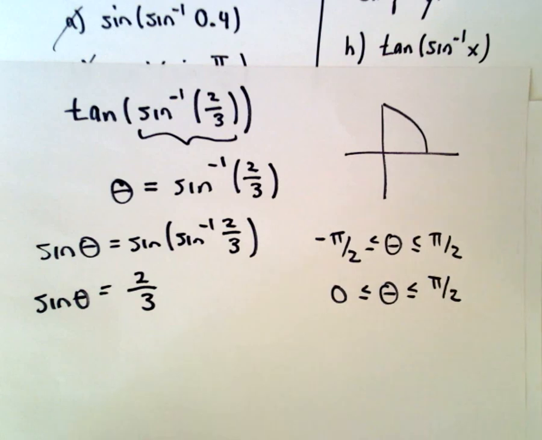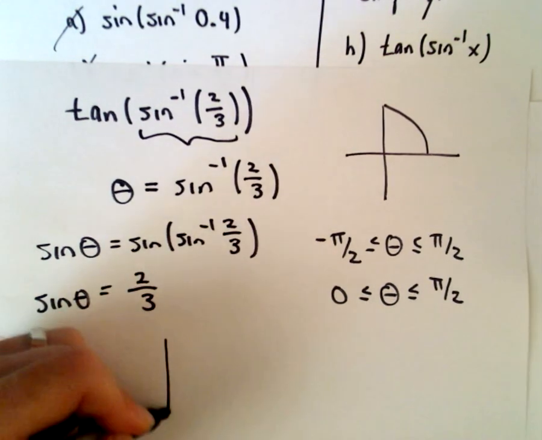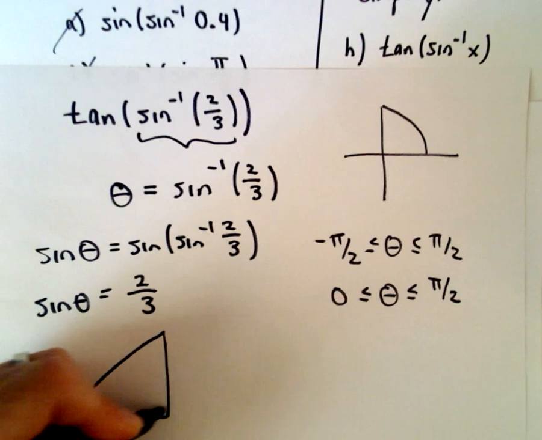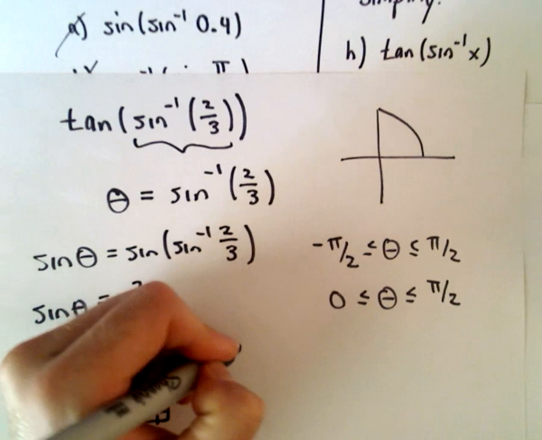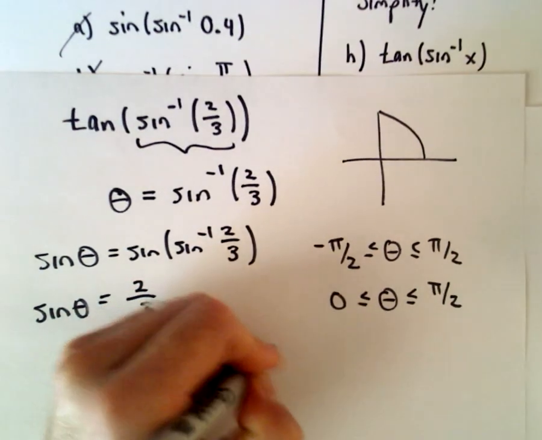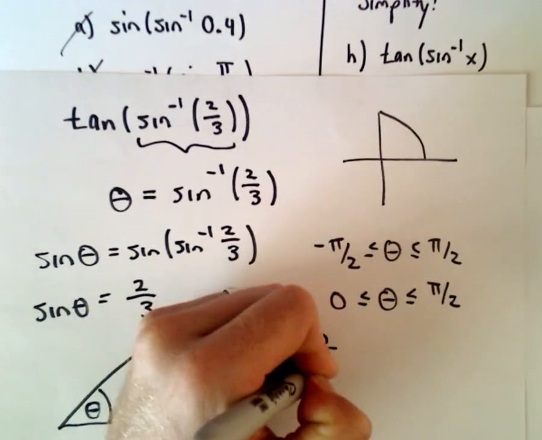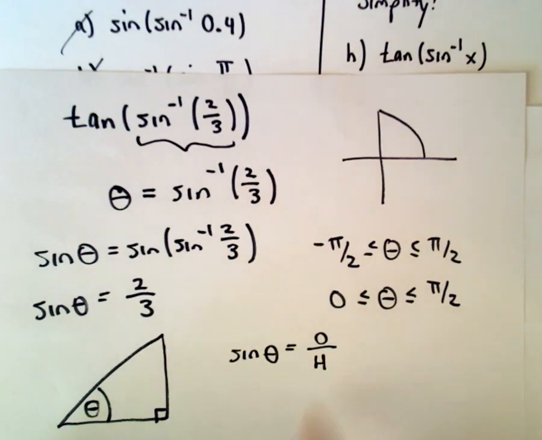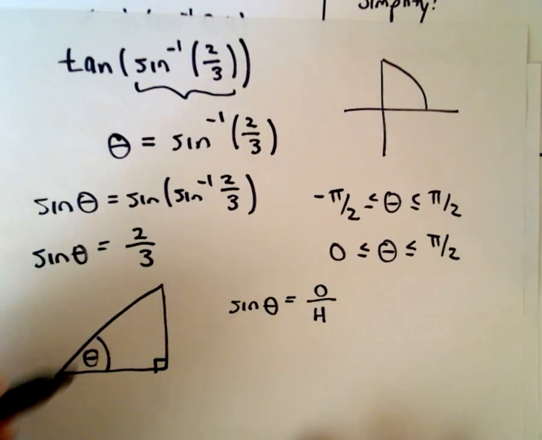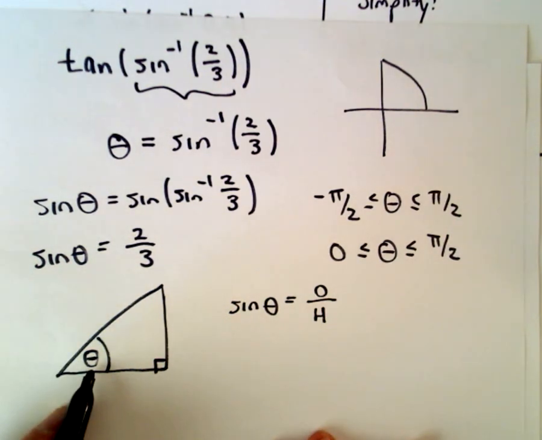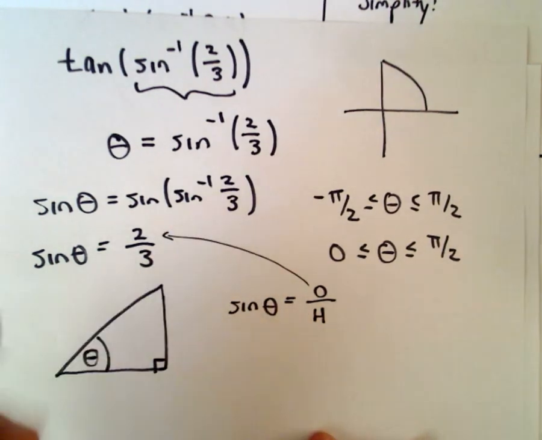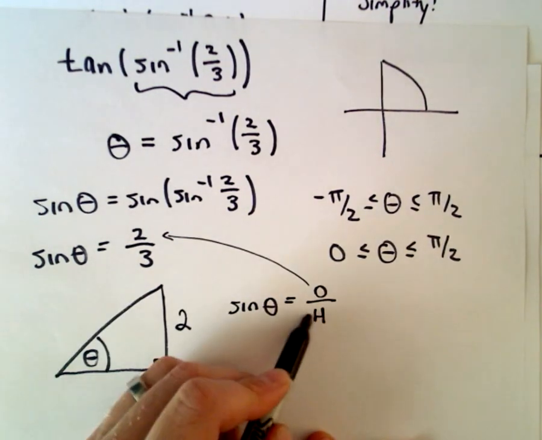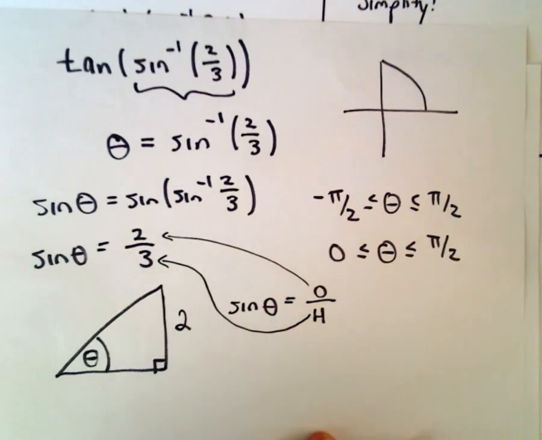So now this is where we do the whole right triangle stuff. I'm going to make a right triangle here. I'm going to label this angle theta. And if you remember SOHCAHTOA, it says sine of an angle is the ratio of the opposite side to the hypotenuse. Well, if I label this angle theta, the opposite side is going to have a value of positive 2, and the hypotenuse is going to have a value of positive 3.